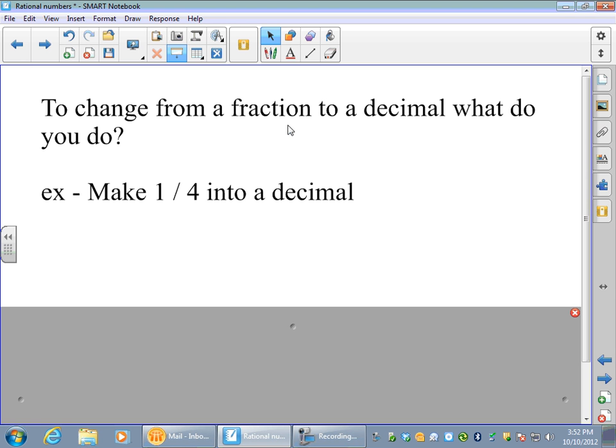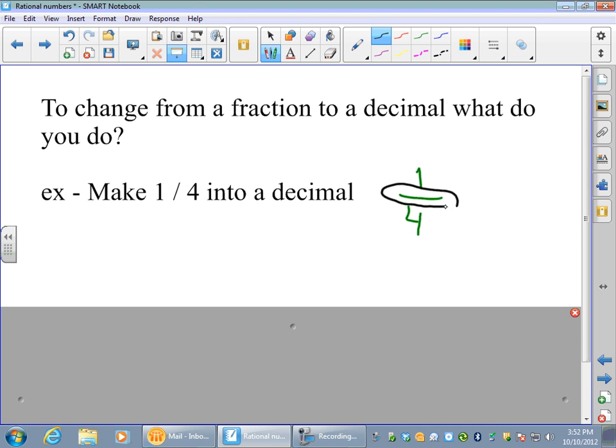So in other words, if I wanted to make 1/4 into a decimal, in order to do this, I need to recall what this line in the fraction means to do. Well, that line means to divide. And so if I have 1/4 and I want to make it a decimal, that means I'm going to take 1 and divide it by 4.